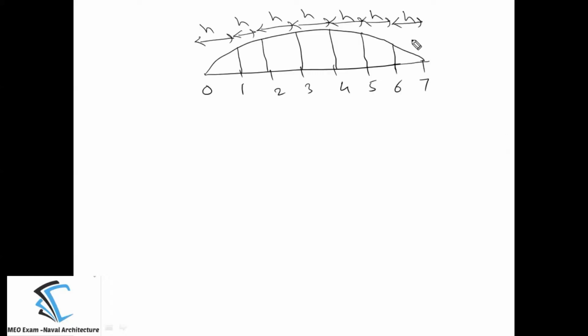Now I will take one numerical. In that you can see how to utilize the Simpson's multipliers. So this is one of the numericals. The number of ordinates is 8, and the number of intervals is 8 minus 1, which is 7.